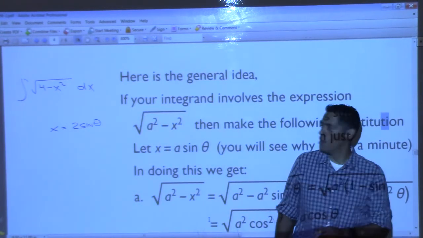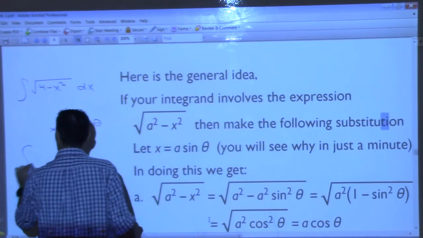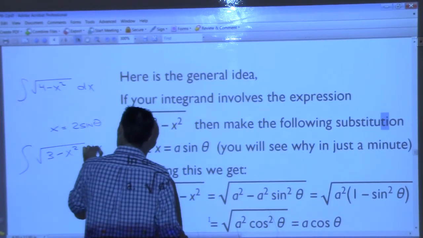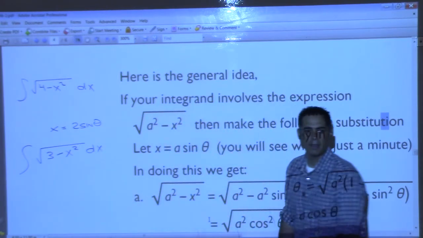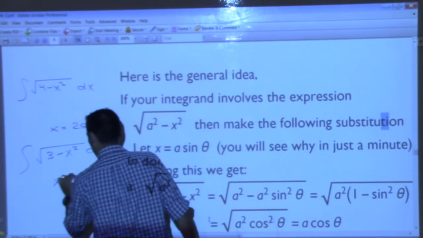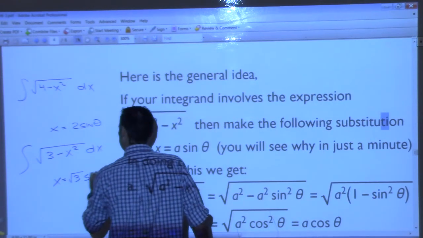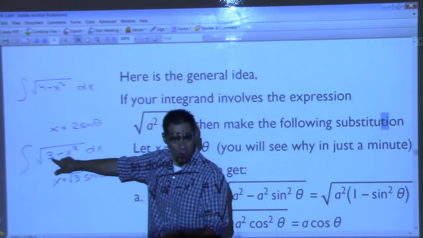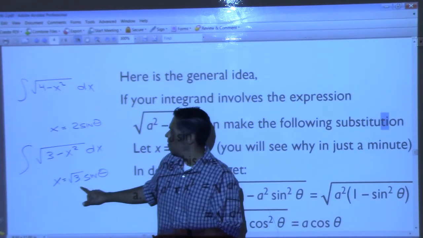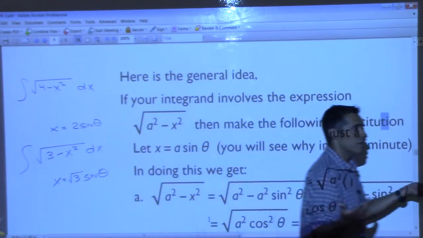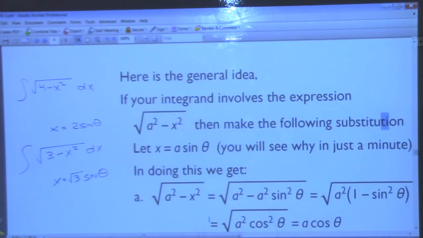Okay? What would happen if you had the square root of 3 minus x squared dx? What would your substitution be? x is going to be root 3 sine theta. Okay? So whatever number's here, you have to take the square root of it, and that's your a. Square root of 4 is 2. When we had a 1 there, square root of 1 was 1.